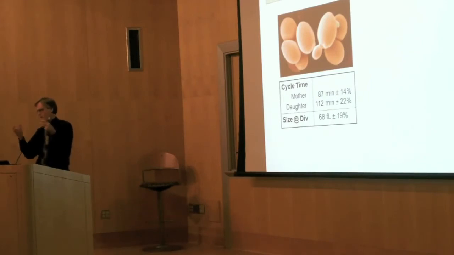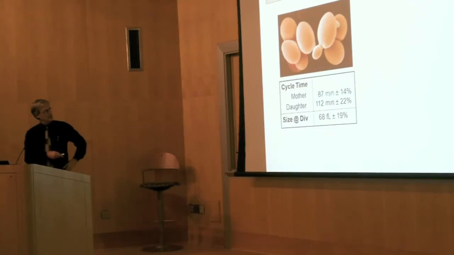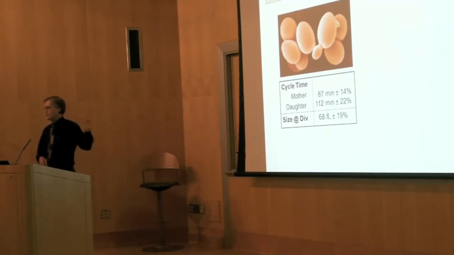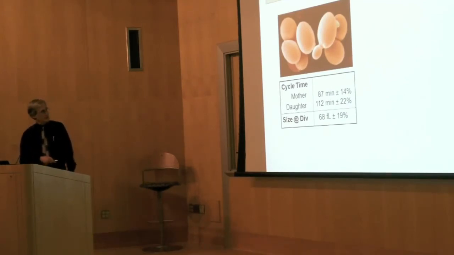Mother cells and daughter cells behave differently, and you have to keep track of them differently. So the average cycle time of mother cells is 87 minutes. The average cycle time of daughter cells is 112 minutes, because they start smaller, they've got to grow more. It takes them longer. But the size at division is about 68 femtoliters for both mothers and daughters.